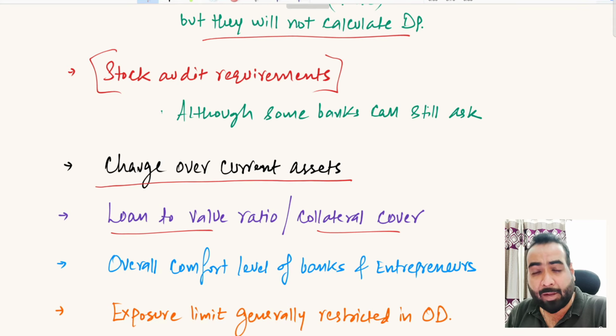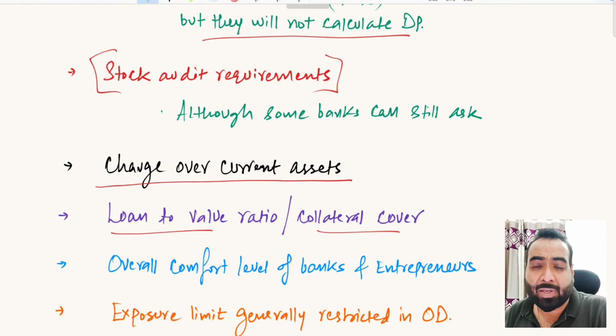Since they have some kind of control, they are happier to lend you a higher cash credit limit against a lower property margin also. So if you are submitting, suppose, a property of rupees 70, they can allow you a limit of rupees 80, 90, 100 depending upon the loan size and internal policies.